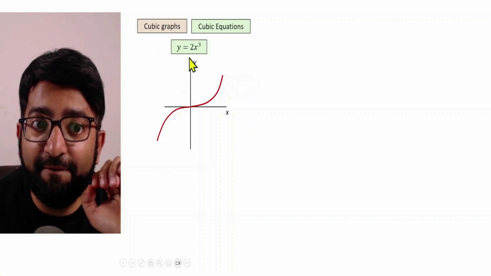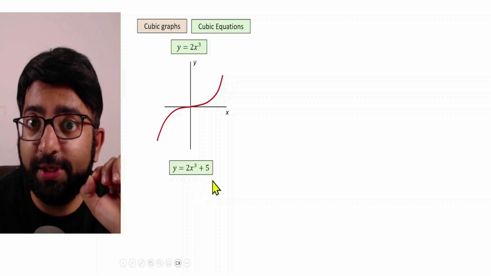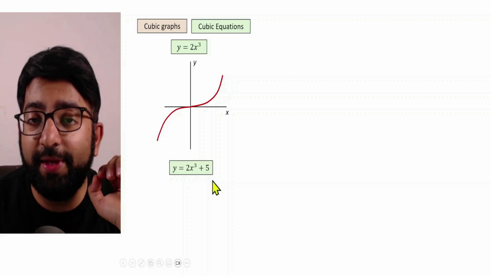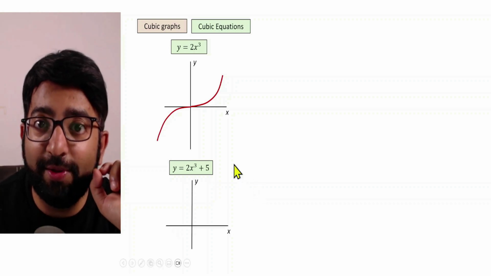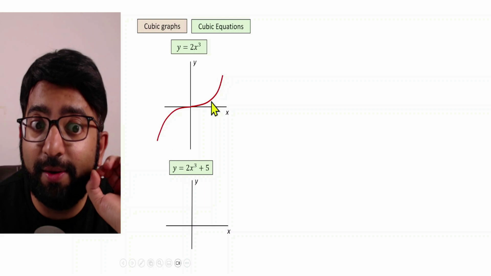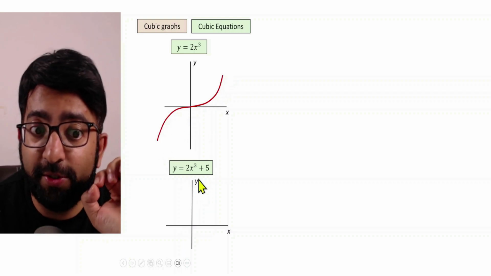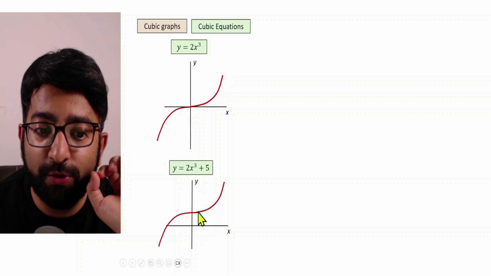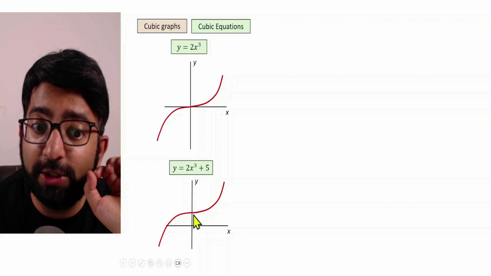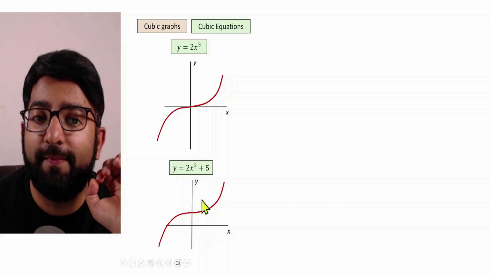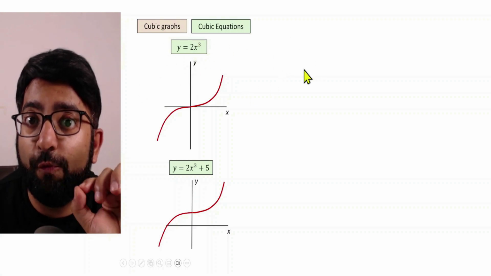Now, let us consider a variation of this equation. So y is equal to 2x cube plus 5. Now, since we are adding the number 5, so the entire graph will be shifted up by 5 units. And let's see how will the graph look like. So it will be a cubic graph. So the shape of the graph will stay as it is, but the entire graph will be shifted up by 5 units. So if you observe carefully, starting from the origin up till this point, so this particular length will be 5 units.